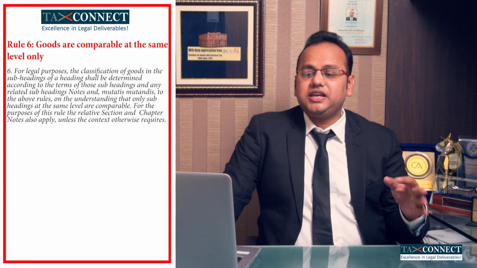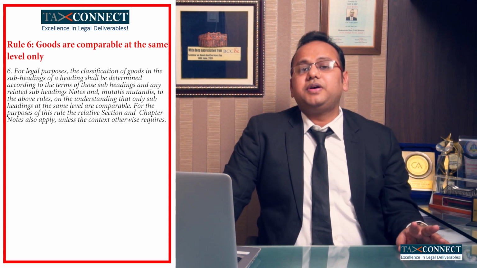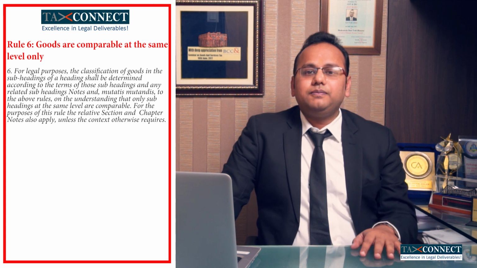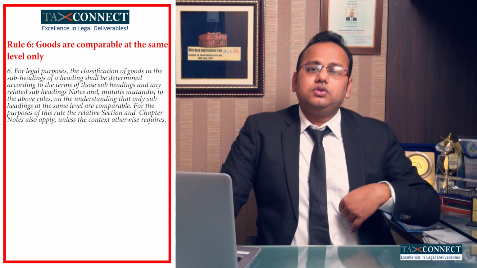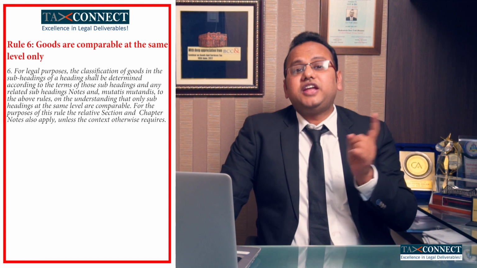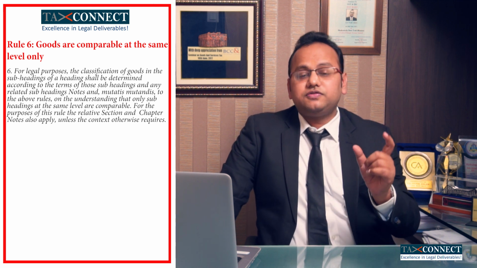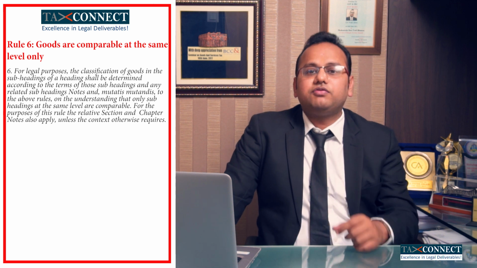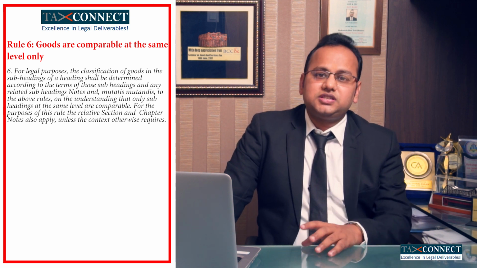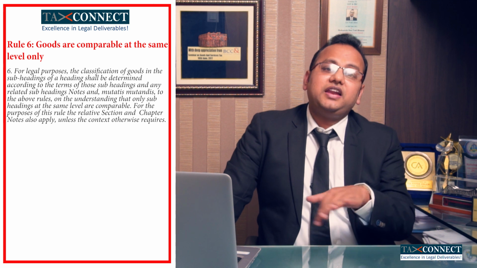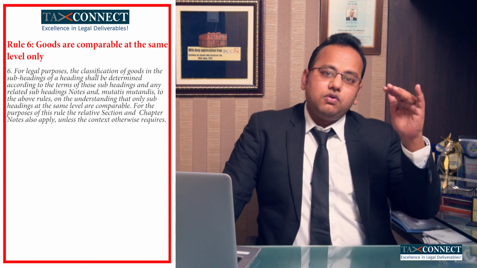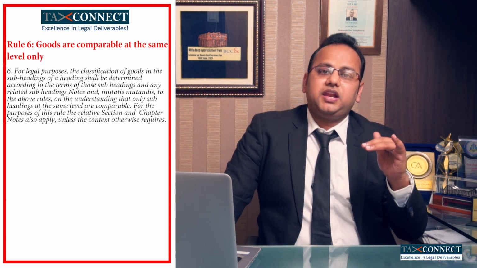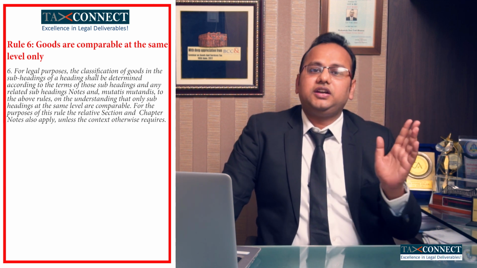Last, rule 6 is goods are comparable at the same level only. Now, what is same level? In the rate schedule, you would see the use of dashes. 1 dash is for a group of goods, 2 dashes are for subcategory of goods, 3 or 4 dashes are for a particular tariff item. So, only those with 2 dashes or 1 dash are comparable and not different items.